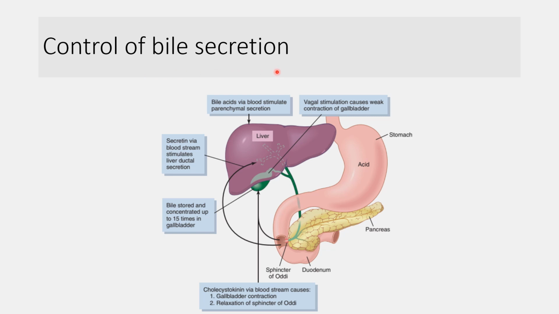Control of bile secretion is by neural factors as well as chemical factors. Neural factors like vagal stimulation cause weak contraction of the gallbladder and release of bile in the second part of the duodenum. So vagal stimulation increases bile release in the second part of the duodenum because of contraction of the gallbladder. Chemical factors like the hormones secretin and cholecystokinin can also increase bile secretion.